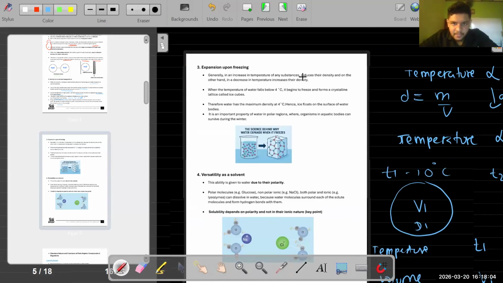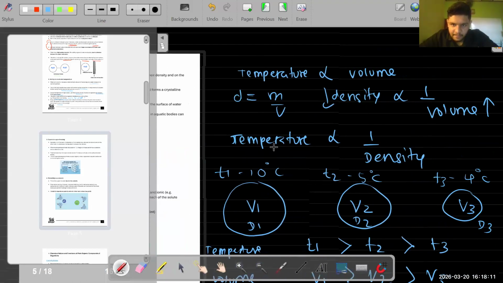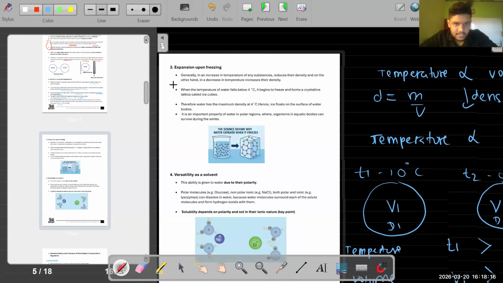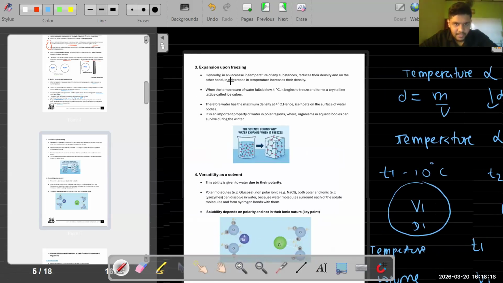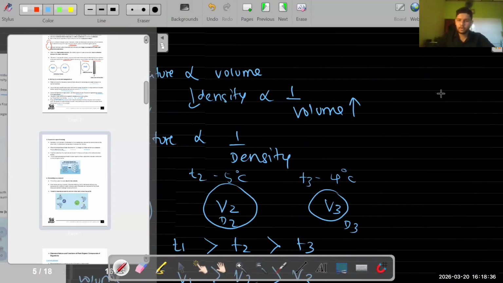Generally, an increase in temperature of any substance reduces the density, and on the other hand, decrease. This complete statement you can understand by this relationship. Temperature is inversely proportional to density. Right? See, check this first point. Clear, right? Not much difficulty in understanding that one. So if we go to second point, when the temperature of water falls below 4 degrees, it begins to freeze, and forms a crystalline lattice called ice cube. Now we have taken until 4 degrees, right?